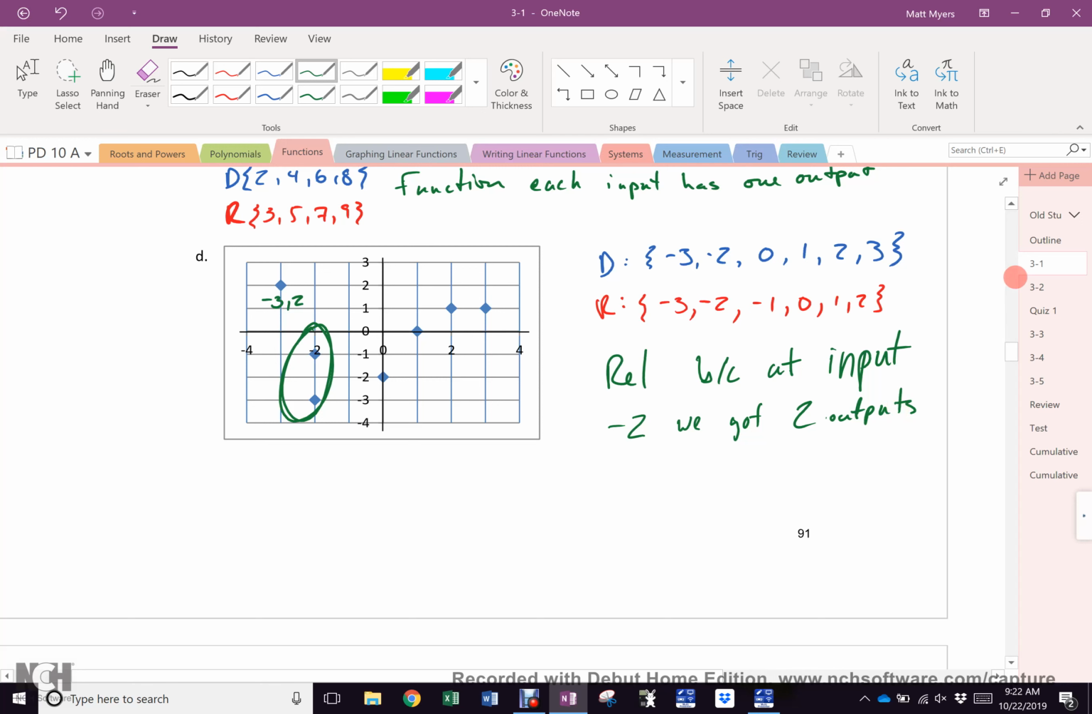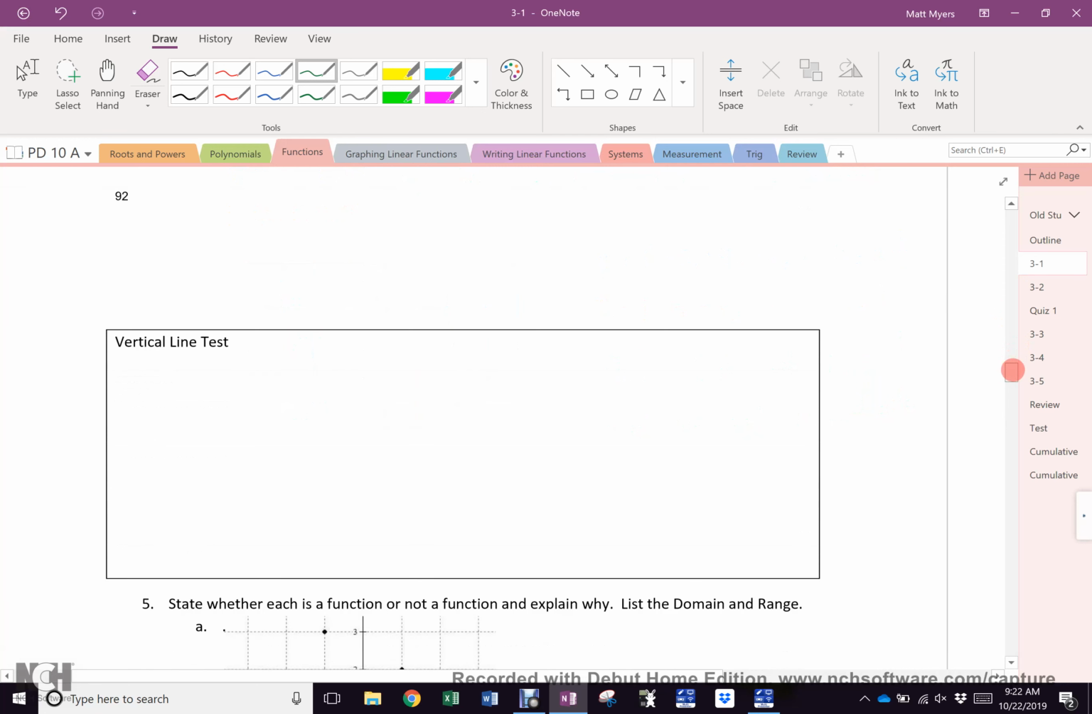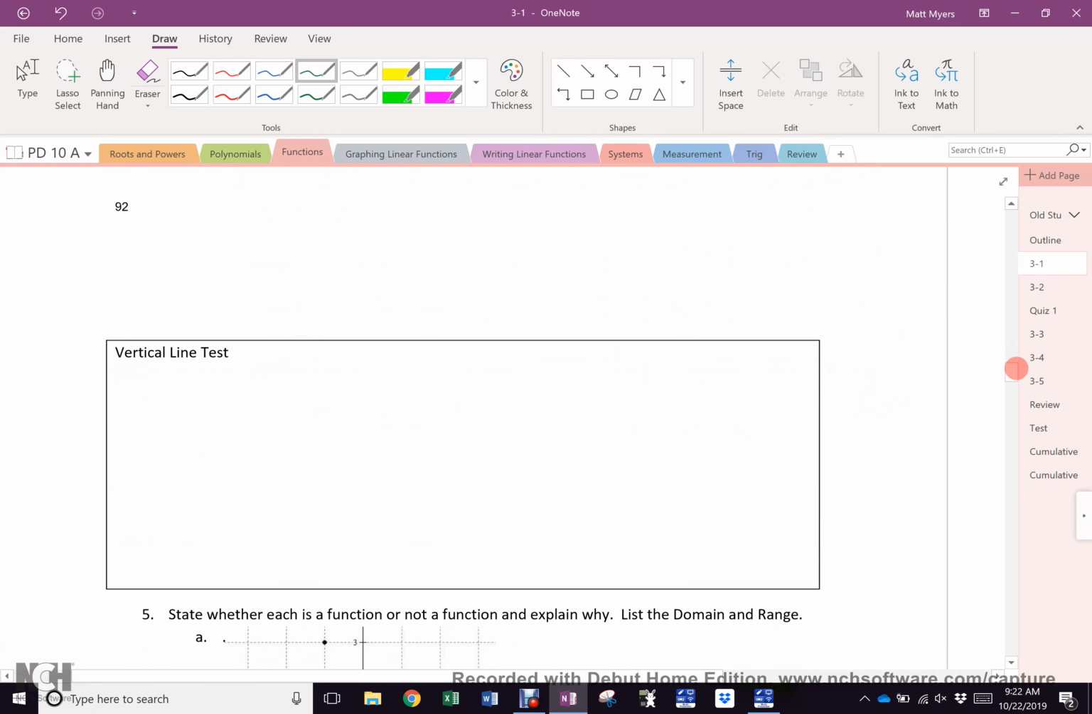Okay, turn the page over, and then we're going to stop there. The vertical line test. What direction is vertical? Up and down. Okay. A vertical line test we can use on graphs. Please highlight, underline, it only works on graphs.